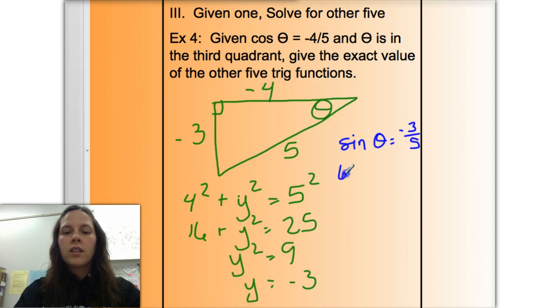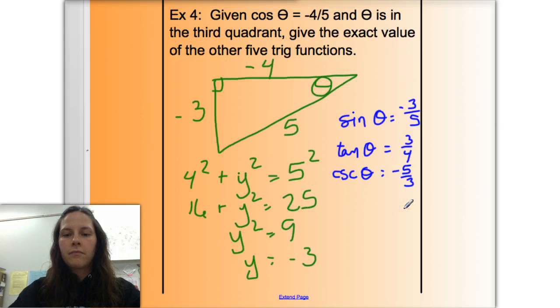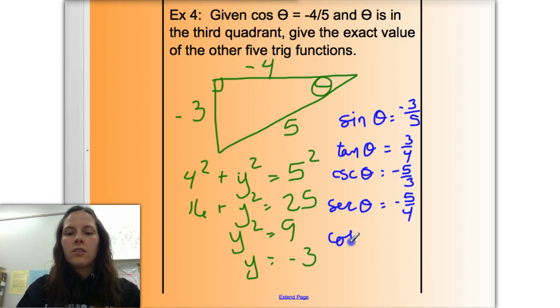We already know the cosine, so we can jump to tangent. It will of course be positive in the 3rd quadrant. We'll have a negative over a negative, which will simplify to a positive. Cosecant flips the sine, so we have -5/3. Secant flips the cosine, so we have -5/4. And finally, cotangent flips our tangent.